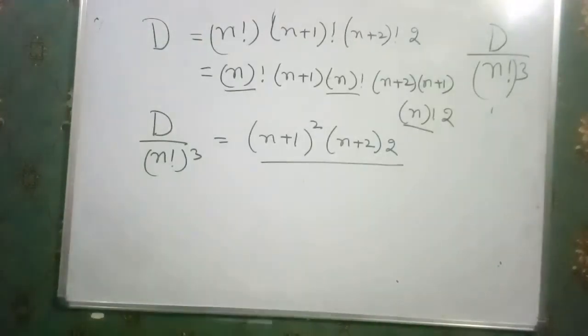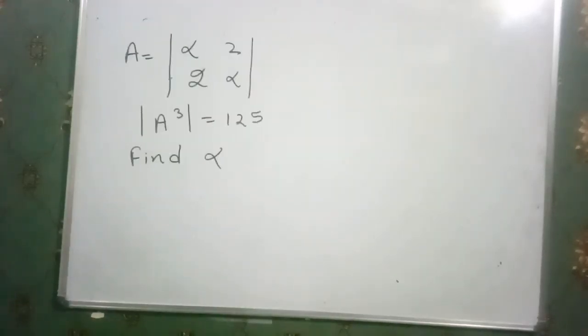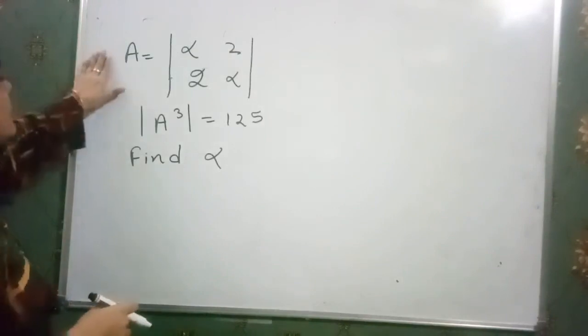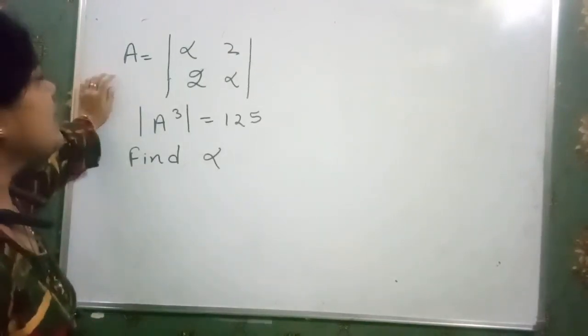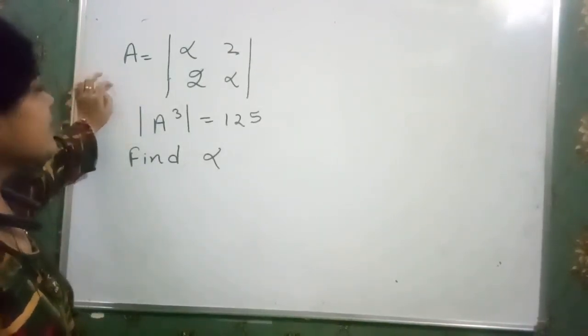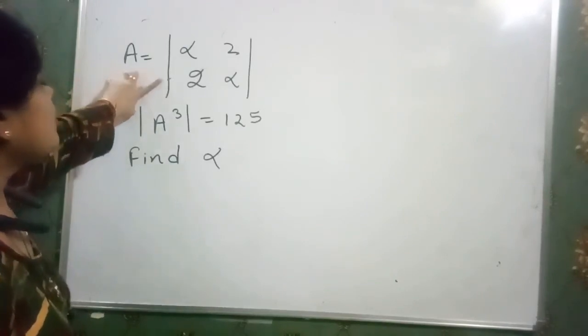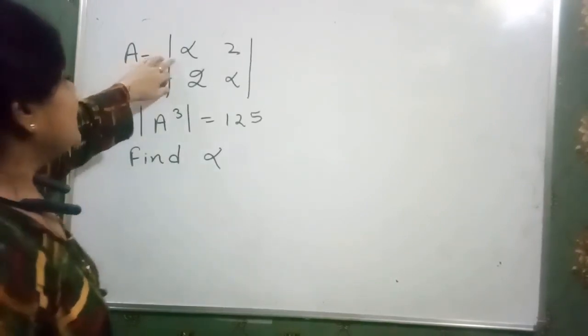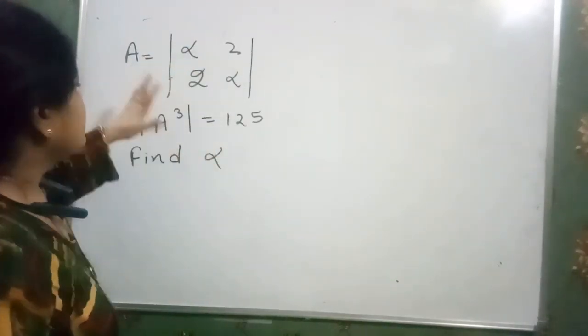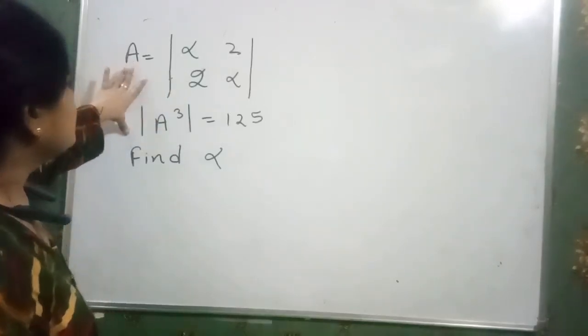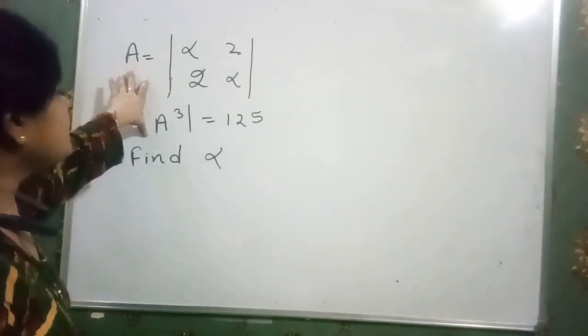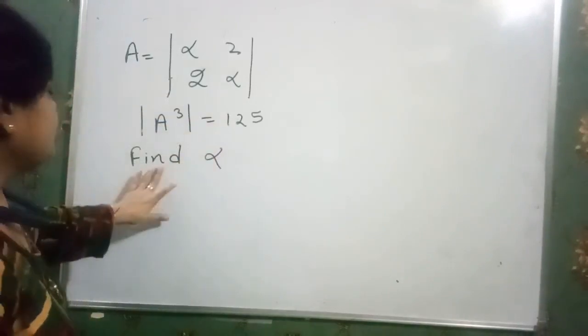Clear? Now I am going to another question. Just note it down. Now watch another question. This is also a very interesting one, and it is very simple and tricky. It is given that the determinant of the 2 cross 2 matrix alpha 2 2 alpha, when we take the cube of the determinant, we get 125, and we have to find alpha.